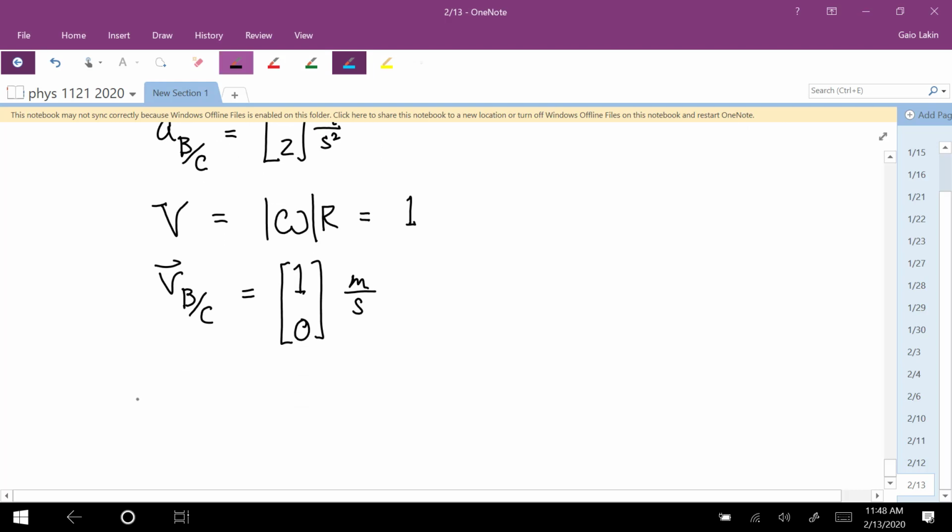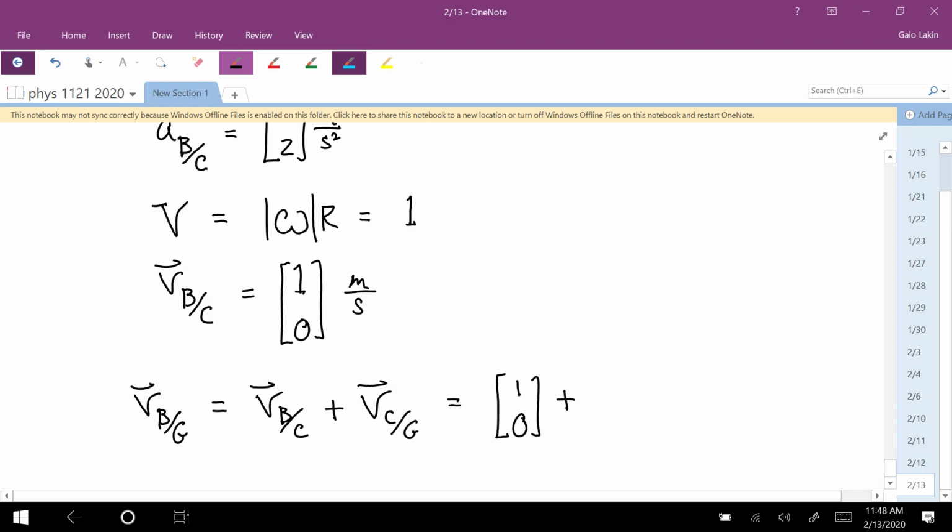So I'll do velocity first. So the velocity of the bottom relative to the ground is the velocity of the bottom relative to the center plus the velocity of the center relative to the ground. That's 1, 0 plus velocity of the center relative to the ground. We got that last time, is -1, 0. And so just at that instant, when the object is at the ground, the velocity is 0.